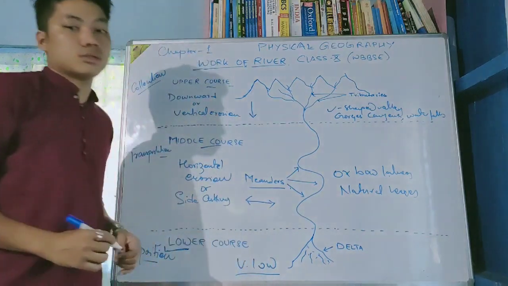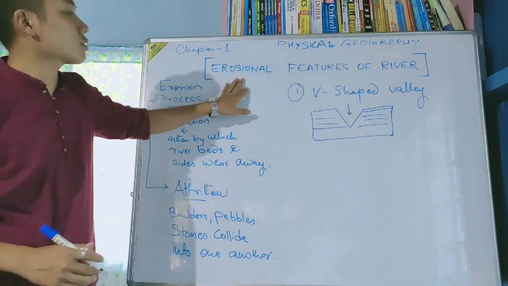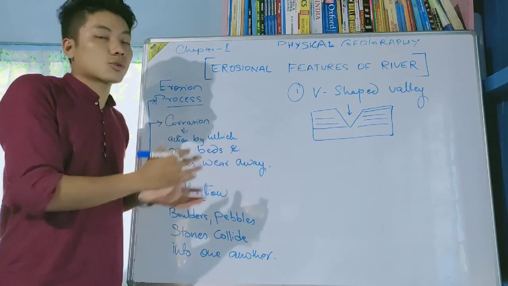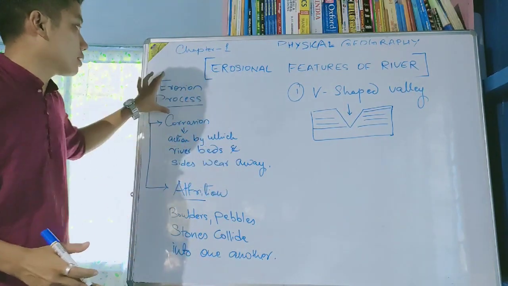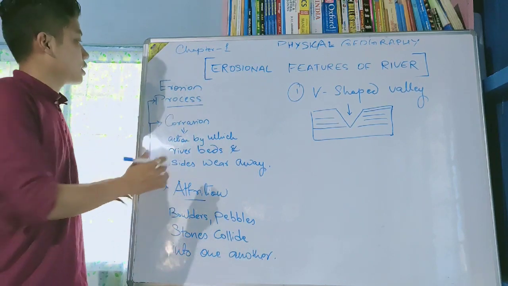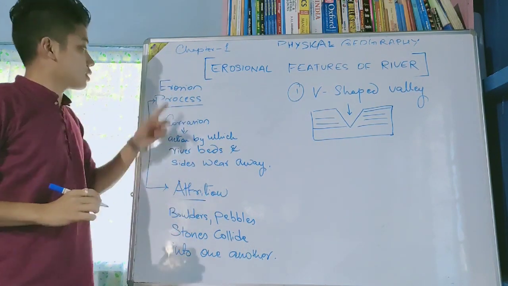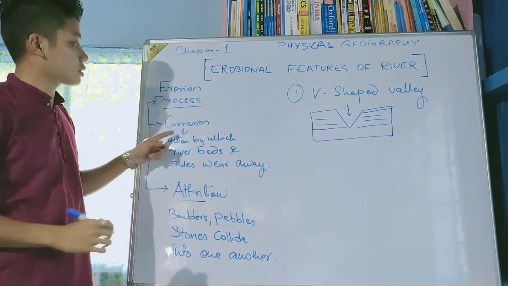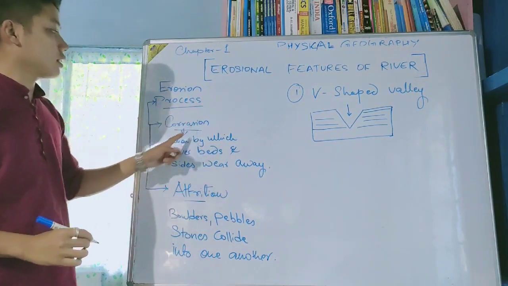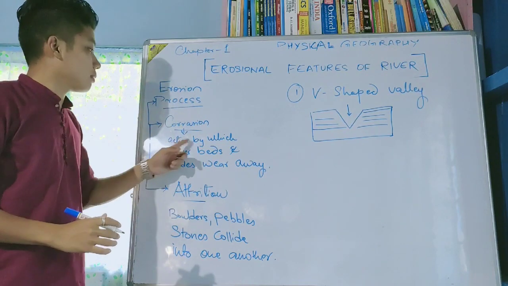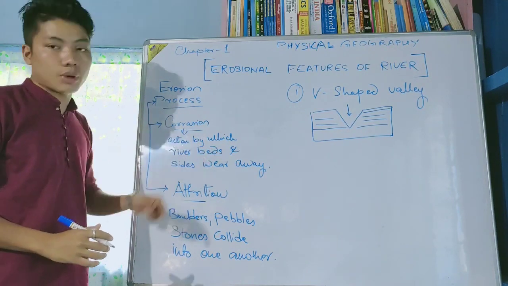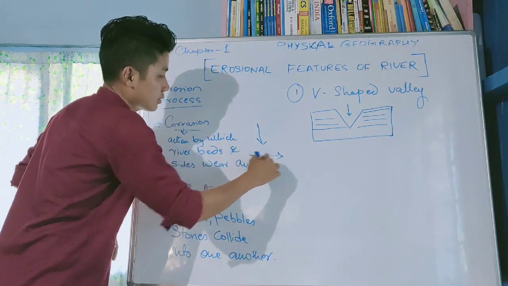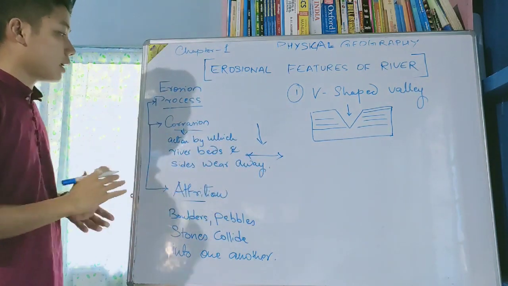Okay, now the next, erosional features of the river. There are different erosional features which I'm going to discuss now. Before that, let's discuss the erosional process. See, erosional processes are of two types. Number one is corrosion. So what is corrosion? It's the action of river water by which the river beds and sides wear away. That means it acts in two ways, downward and in a horizontal manner.